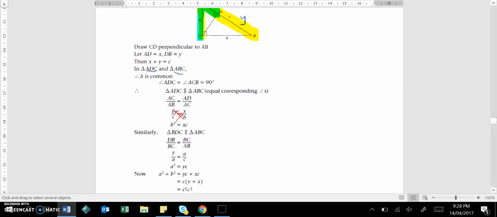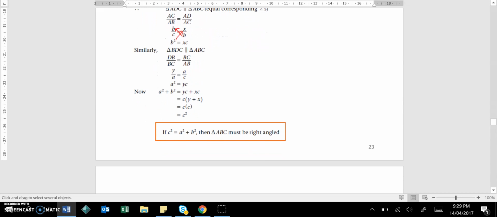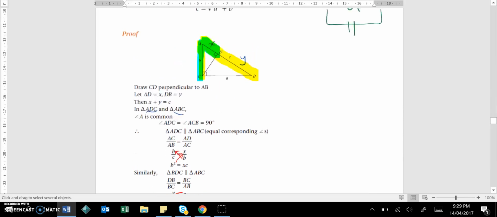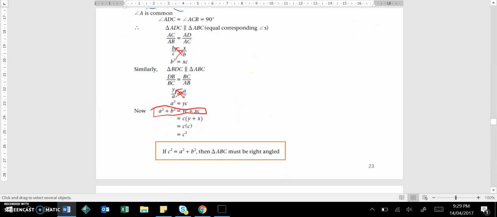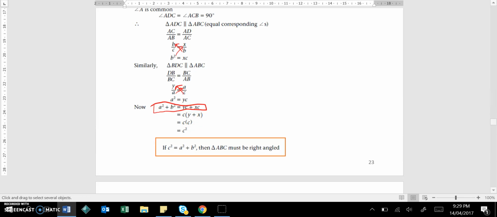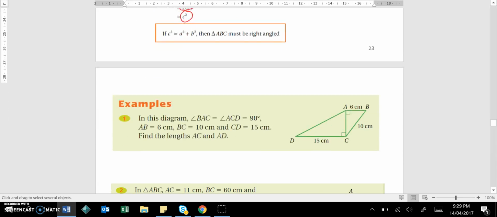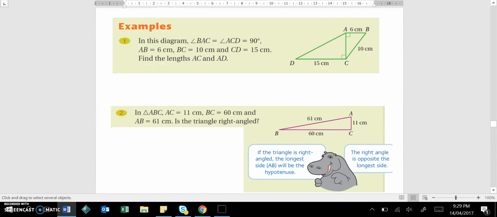Do the same for the other pair of similar triangles as well, and you end up getting A squared equals YC, and you end up with this statement here. It's a bit of algebra. A squared plus B squared is YC plus XC, factorizing that out, because if you remember in your picture, C is X plus Y. So that's how you end up with the C squared term here. And that's a geometric proof of Pythagoras' theorem. So have a read, and if you want to ask me any questions, write them down.